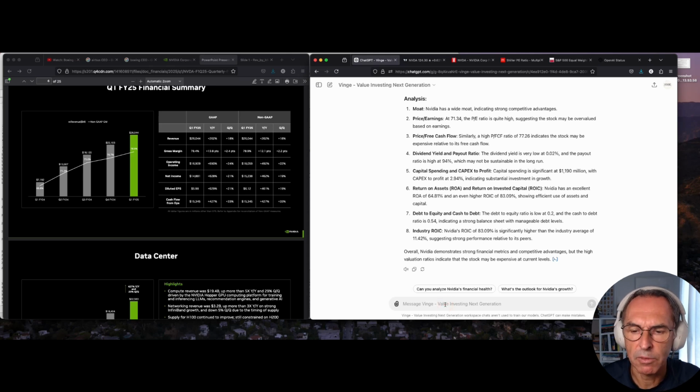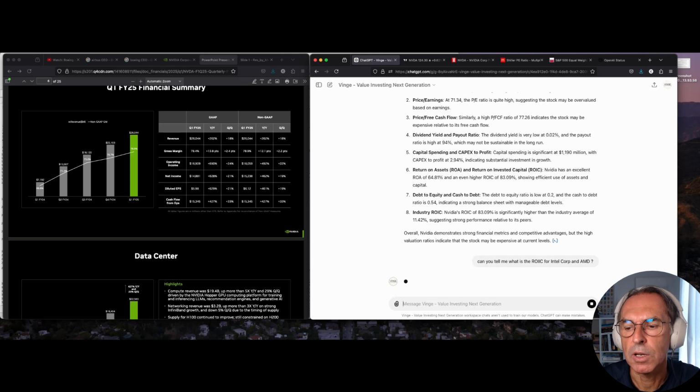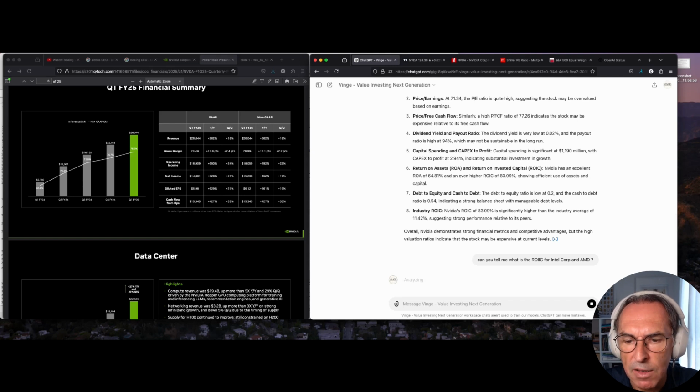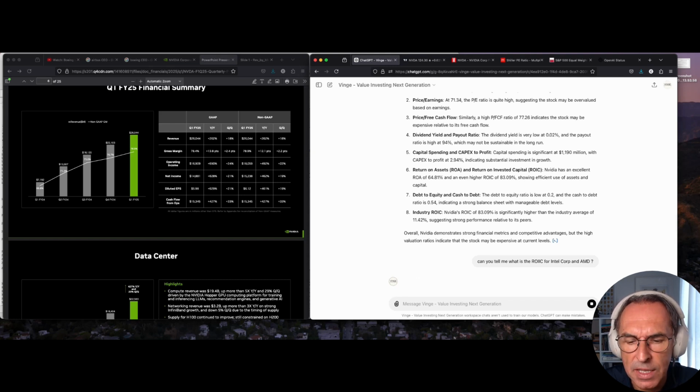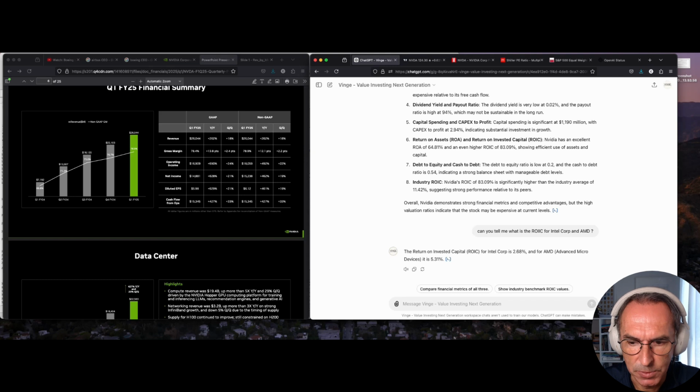One of the things I would like to know also is, can you tell me what is the ROIC for Intel Corporation? I leave the typo, and AMD. So I want to know what's the ROIC, because it says that the industry average is 11.42, and we see a huge ROIC on Nvidia. I'm always saying that 8 to 10% consistently over a 5 to 10 year period is good. And you see here that for Intel and AMD, despite the typo, the return on invested capital is for Intel 268% and for AMD 531.